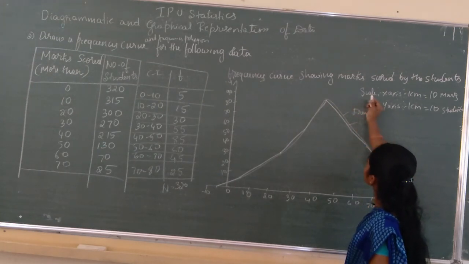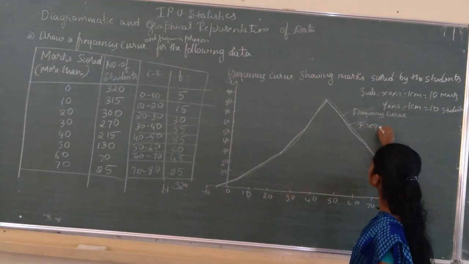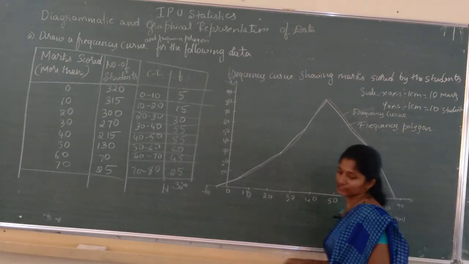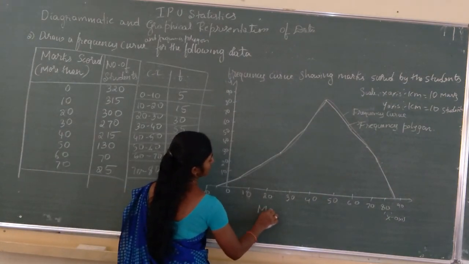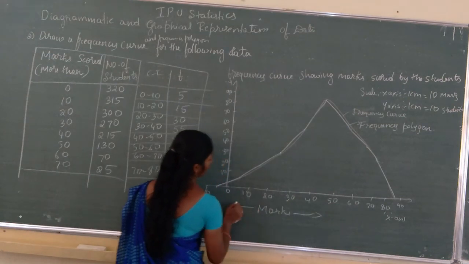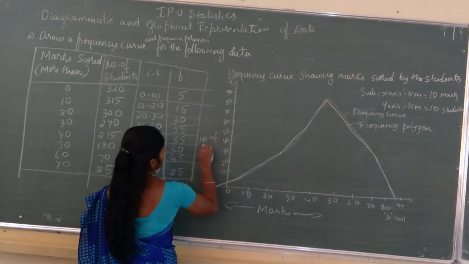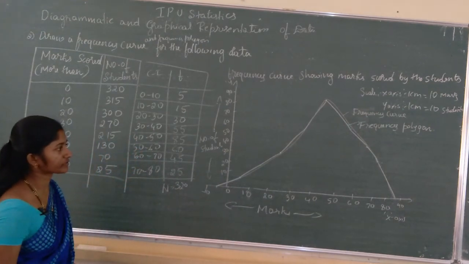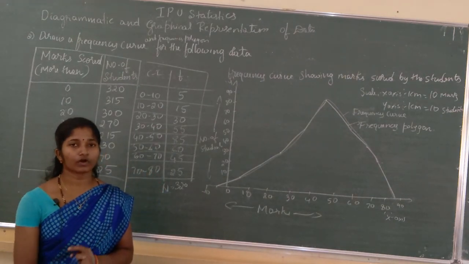Frequency curve, so that is the curve, and this one is the frequency polygon. Like this one, frequency curve and frequency polygon. Here what we have taken: marks scored, that value is written here, that is marks, and here the number of students. These are the number of students. Now we have completed this one. Okay. In the next class we will go for guides. Thank you.